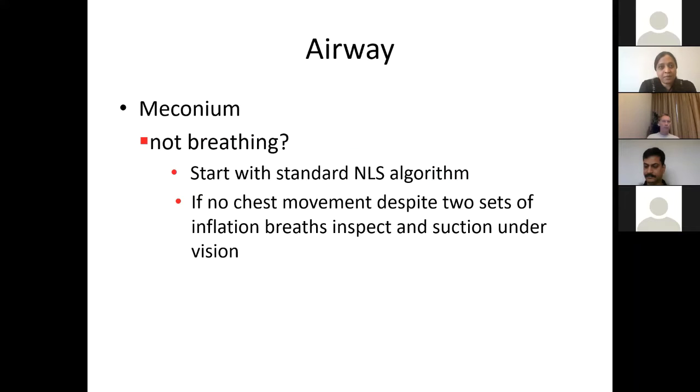Right. The other question we usually get is about meconium. Babies where there's thick meconium at delivery, what do we do? If they come out screaming, that's absolutely fine. They've got a patent airway, just dry, wrap them, give them to their mom. If they are not breathing, then you start with the standard NLS algorithm. So you still do a neutral position, inflation breaths, reposition, repeat inflation breaths. If there is no chest movement despite 2 sets of inflation breaths, at that point, inspect and suction under direct vision.